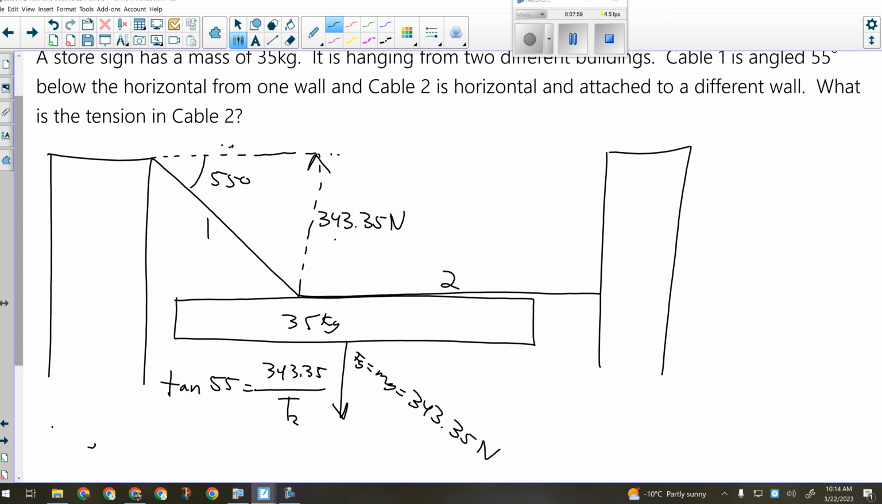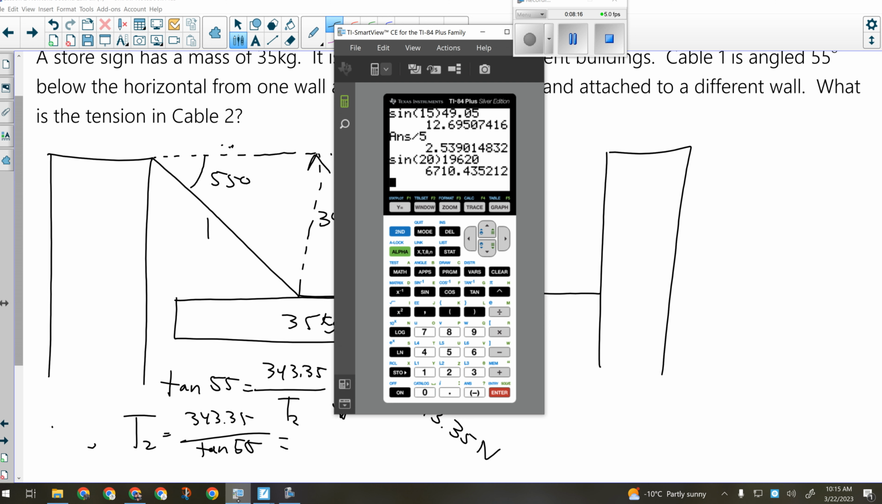All right? So if I want to solve for the tension in cable 2, I'm just going to cross multiply here. Okay, so the tension in cable 2 is going to be 343.35 divided by the tan of 55. Okay, so the tension in cable 2 is, we only have 2 significant digits here, 2.4 times 10 to the 2 newtons.